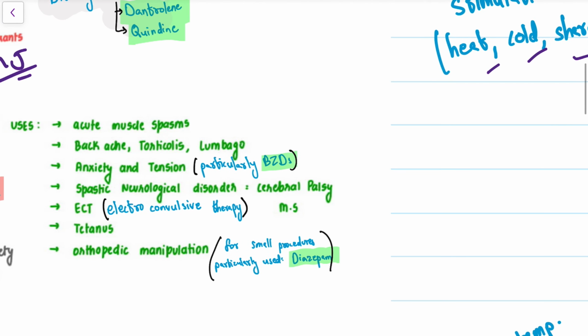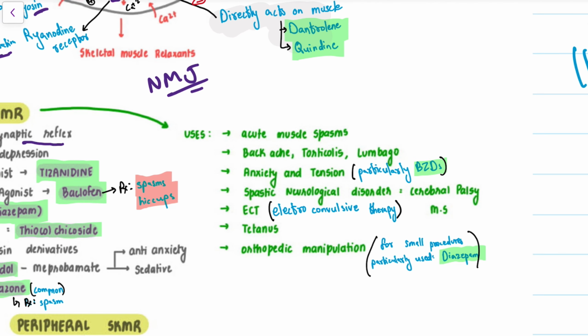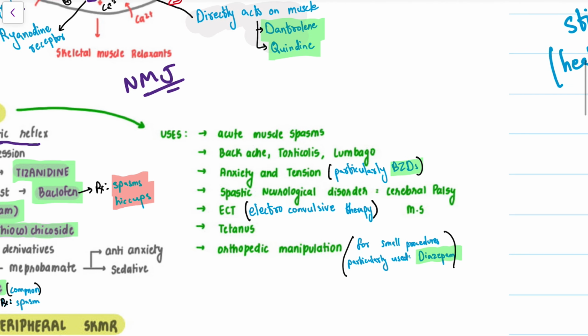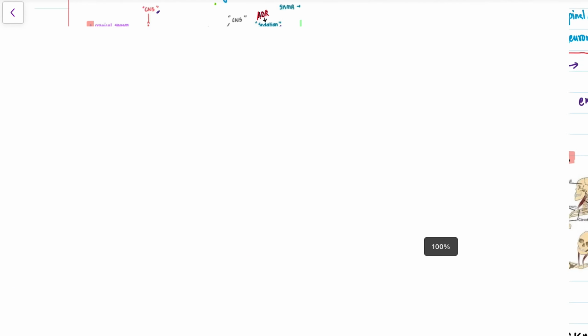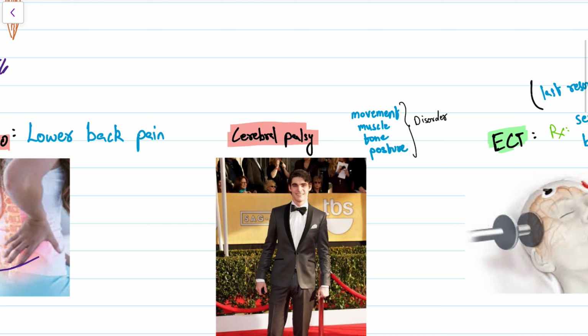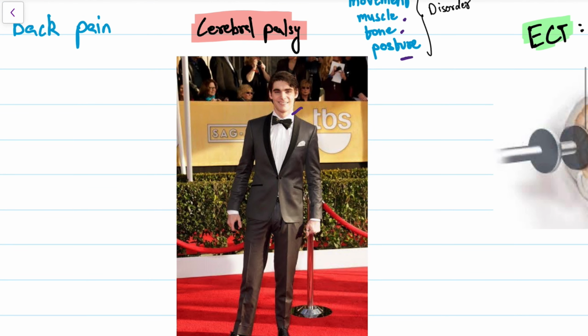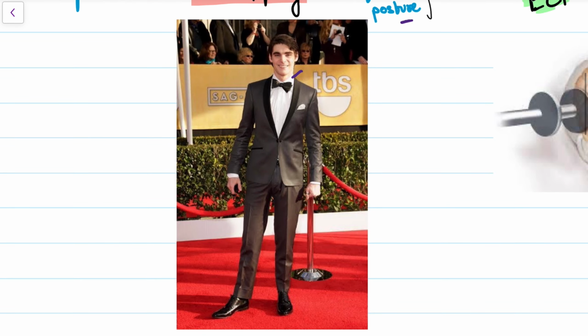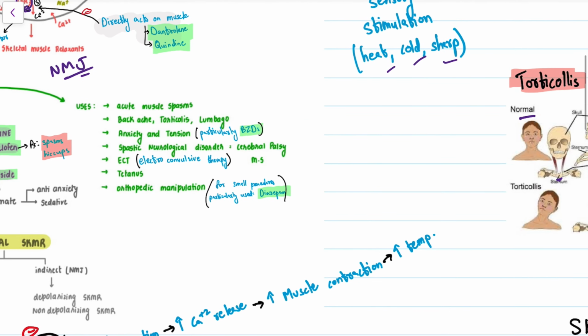And then during anxiety and tension, particularly BZDs like diazepam are given. Then for spastic neurological disorders like cerebral palsy. Cerebral palsy is a disorder of the movements, muscles, posture and tone of an individual. The movements are abnormal, the muscle abnormally contracts, there's different tone, and posture is really varied. You see this person, do you remember? He is seen in Breaking Bad, that Junior Walter person. He has cerebral palsy.